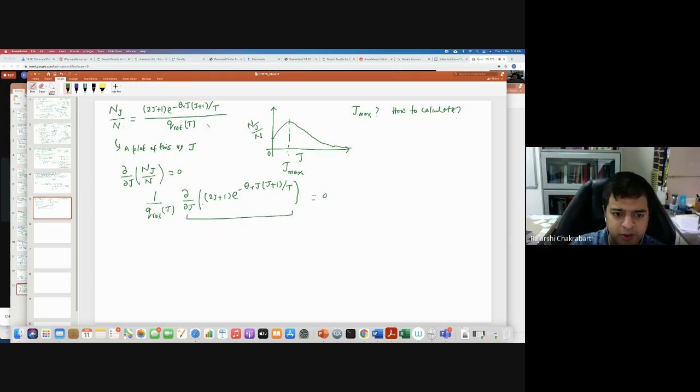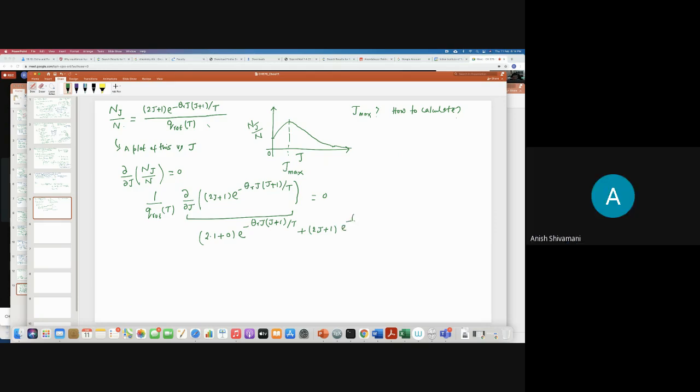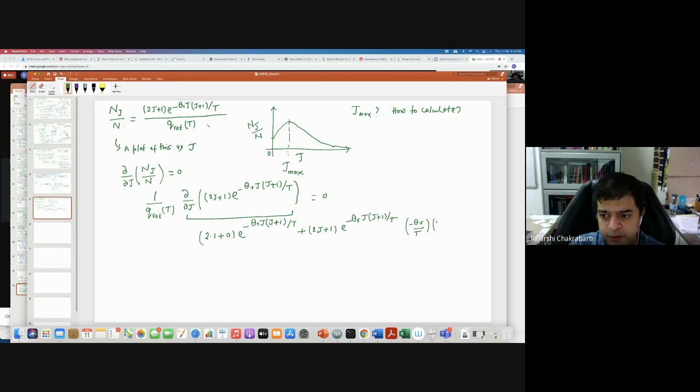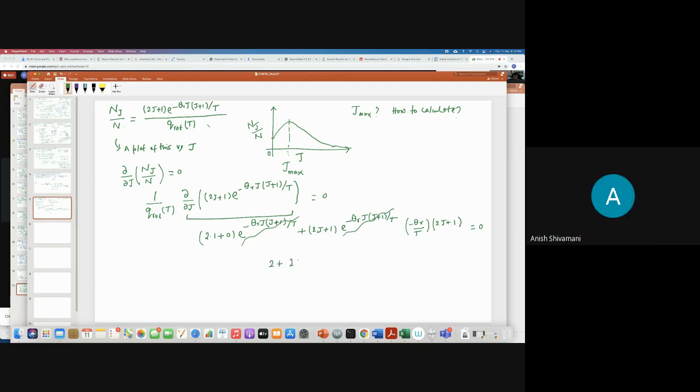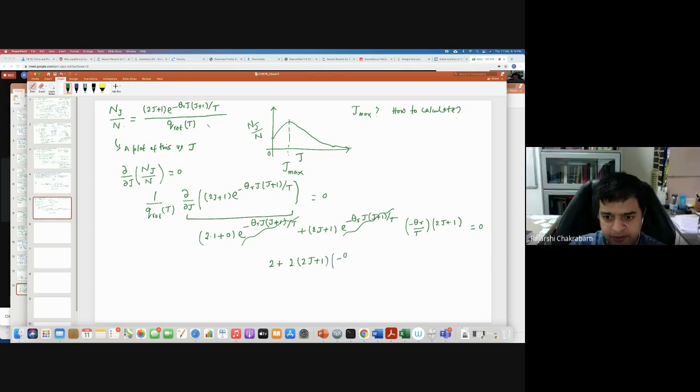So if I do this, this has to be 0. I just concentrate on this part. It's a product of two functions. It is going to be 2 into e to the power of minus theta r into J into J plus 1 by T, plus what is the next term? Someone tell me. Minus theta r by T, and this one, e to the power minus theta r by T into 2J plus 1, isn't it? And the whole thing has to be 0. I can take this one and this one, isn't it? So you are going to get 2 plus 2 into 2J plus 1 minus theta r by T is equal to 0. So this will give you 2J plus 1 square is equal to theta r by T.